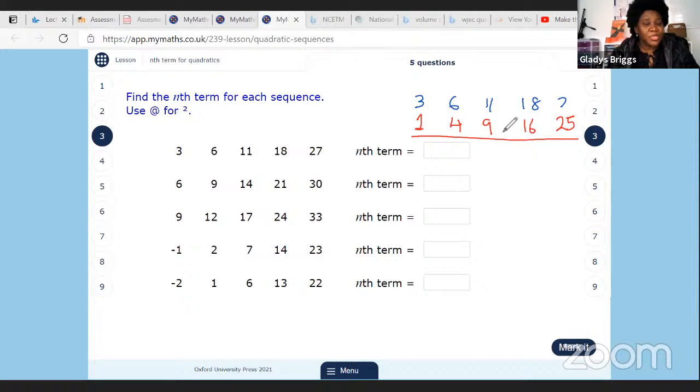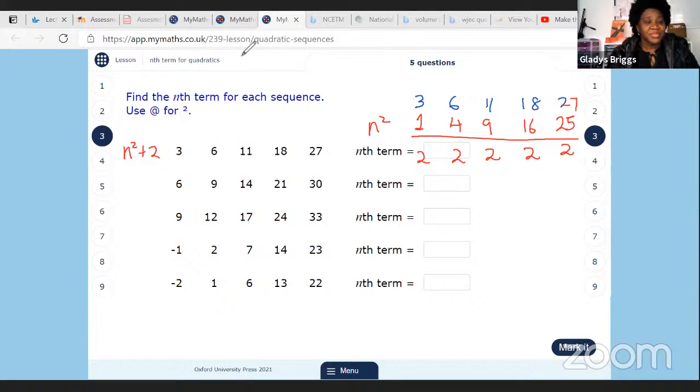You know it's 1 squared, 2 squared, 3 squared. You know it's square numbers. It's n squared. But what's at the end of it? So 3 minus 1 is 2. 6 minus 4 is 2. 11 minus 9 is 2. 18 minus 16 is 2. And what was here? 27 minus 25 is 2. So we know that this is going to be n squared plus 2, the first one, because it's all 2's down here.